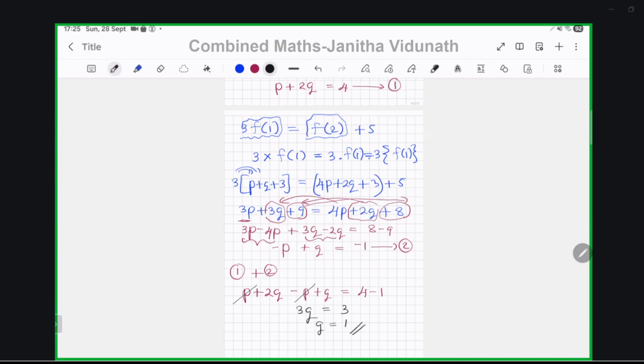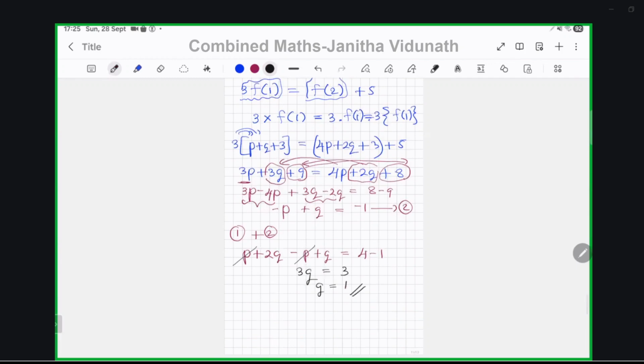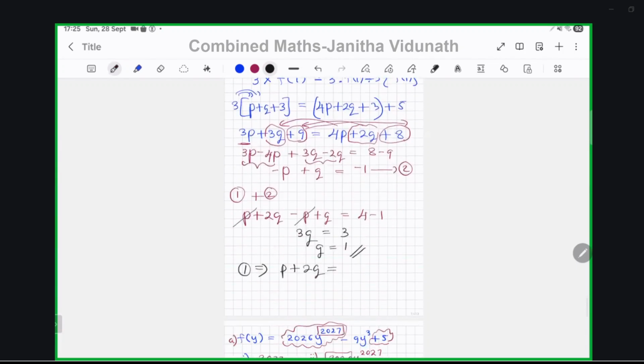Now we need to find the value of p. In equation 1 we have p + 2q = 4. That means p = 4 - 2q. We have found that q is equal to 1, so p = 4 - 2 times 1. That means p equals 2. Now we have found the values of p and q.